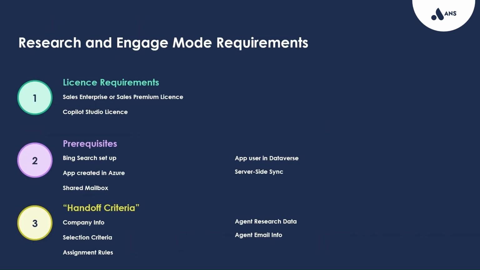So what are the requirements for the Sales Qualification Agent? You need a Sales Enterprise or Sales Premium license and a Copilot Studio license. You need to have various parts set up, such as Bing. The app must be created in Azure. There must be shared mailboxes, etc.